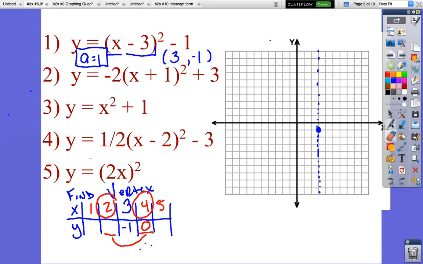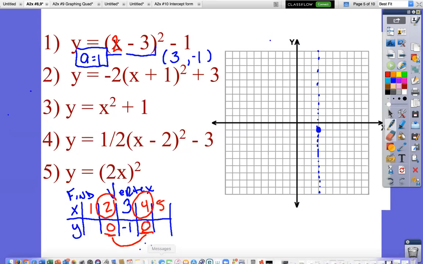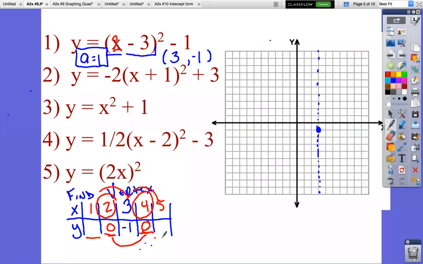If I plug in 2 right there, what is 2 minus 3? -1. And -1 squared is 1, and 1 minus 1 is still 0. So if you take an equidistant step, these values will always be the same. Same thing, if I took a step up 2 and down 2, that means these values will be the same. So I only have to plug in 1 value.